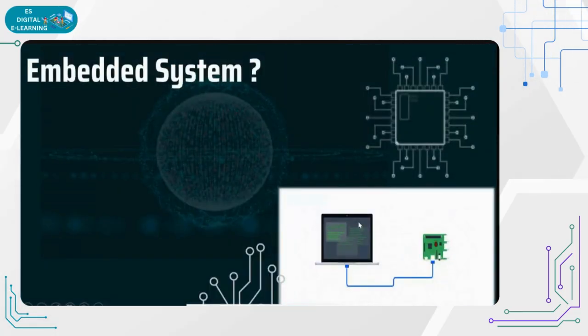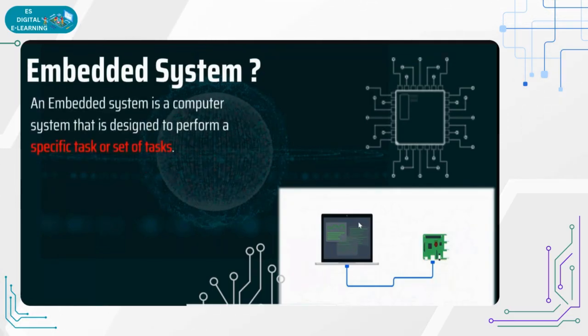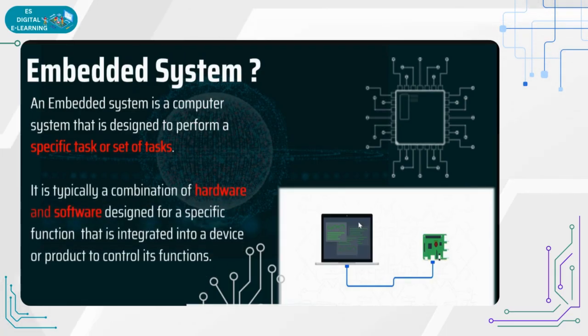And coming to the embedded system, the embedded system is a computer system that is designed to perform a specific task or a set of tasks. You can do one task, whether you need to activate only one motor or a specific part of time, or multiple tasks at one time. So embedded system, towards the hardware, with respect to the programming, we are driving it. It's typically the combination of hardware and software designed for a specific function, that is integrated into a device or product to control its functions.